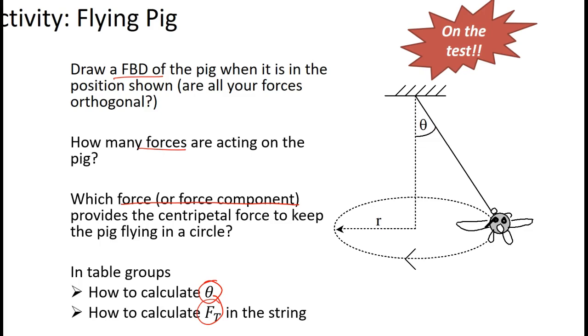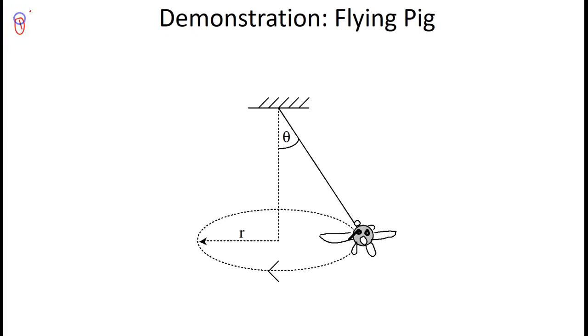But let's go ahead and break this down. So we're going to start with step number 1, which is our FBD. It's always our first step. So I'm going to start with a couple forces. So there's a force along a string, so you can assume that's tension. And then there's something pulling the pig down, and that's gravity. Okay? So far, so good. So that's our basic FBD.